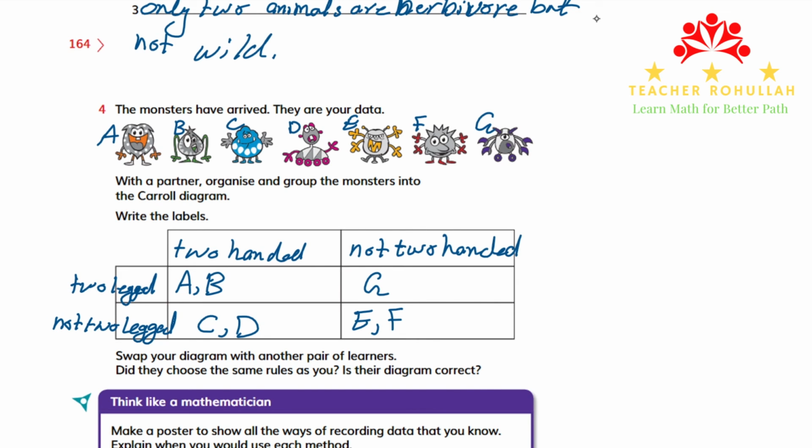So this is the last question of exercise 10 of Cambridge Primary Mathematics Learners Book 3. I hope it makes sense for you and it helps you learn how to make the Venn and the Carroll diagram based on the given information.